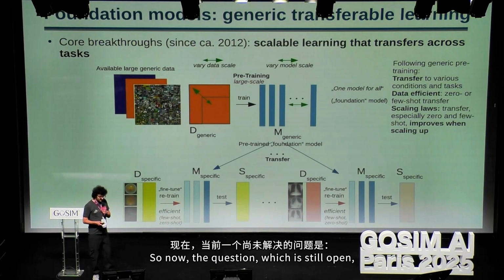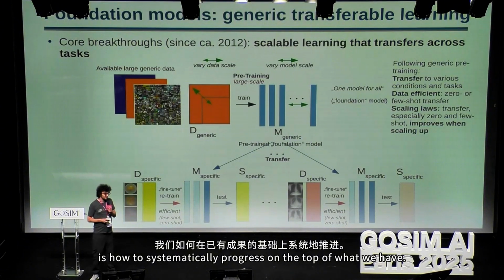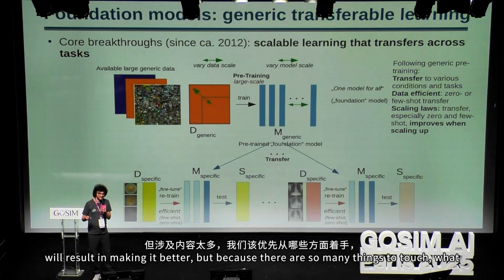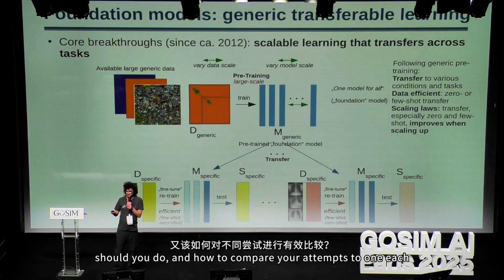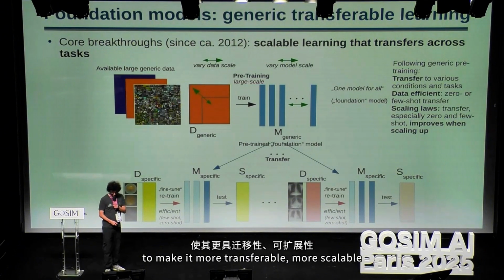So now the question which is still open is how to systematically progress on top of what we have. Because there are a lot of things that you can change in the learning procedure that will result in making it better, but because there are so many things to touch, what should you do? And how to compare your attempts to each other, so what to prefer to change in the learning procedure to make it more transferable, more scalable.